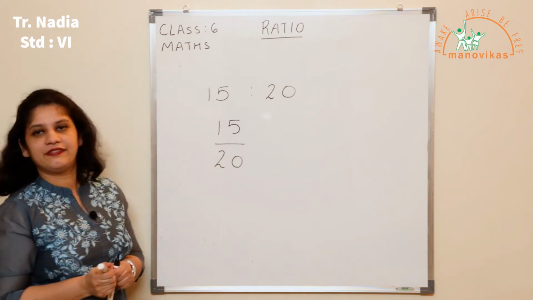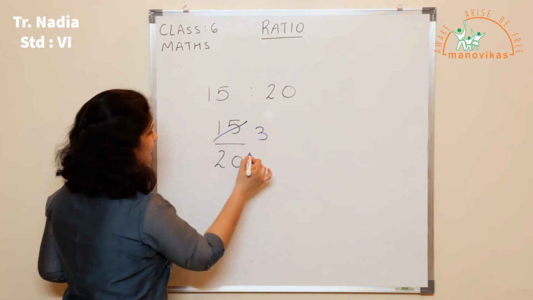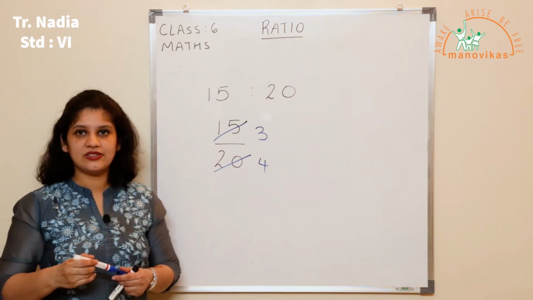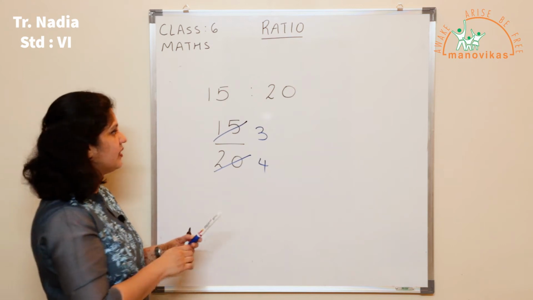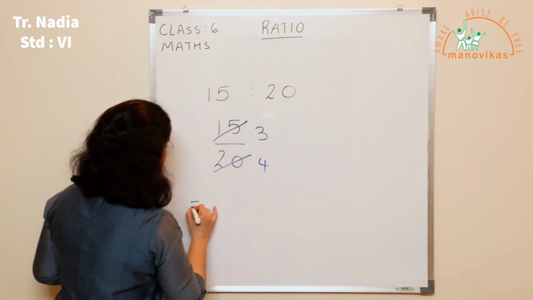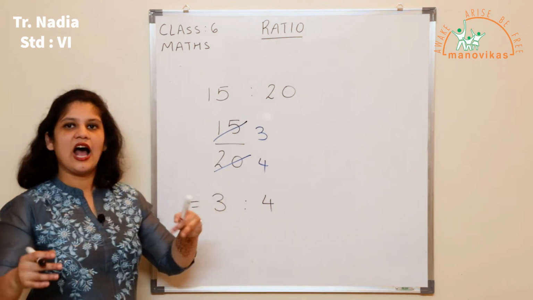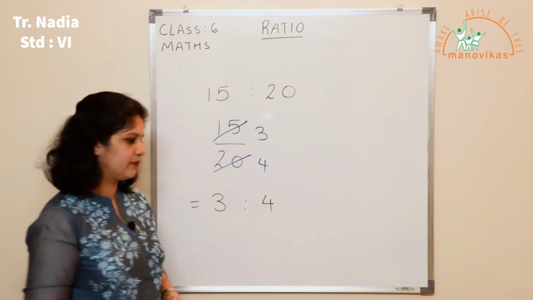So here I have a fraction which can be reduced. I can say 5 3s are 15, 5 4s are 20. I have reduced the fraction. So this ratio in the simplified form will be written as 3:4. So just how you can reduce fractions, you can reduce ratios also.